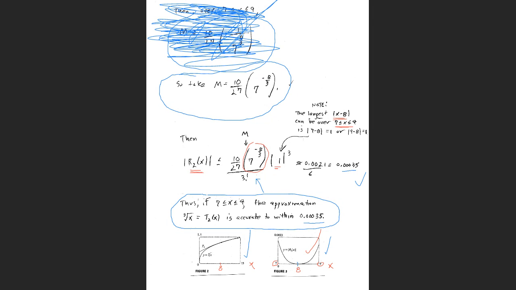Okay, and let me ask you this regarding this absolute value of x minus 8 right here. Suppose that x, instead of being between 7 and 9, suppose that x were between 7 and 9.3.